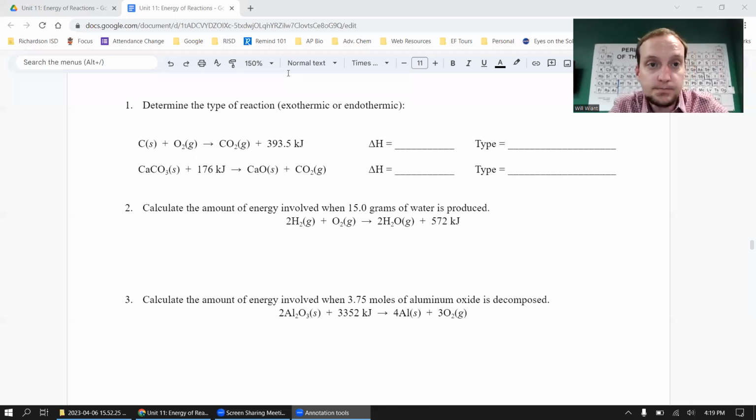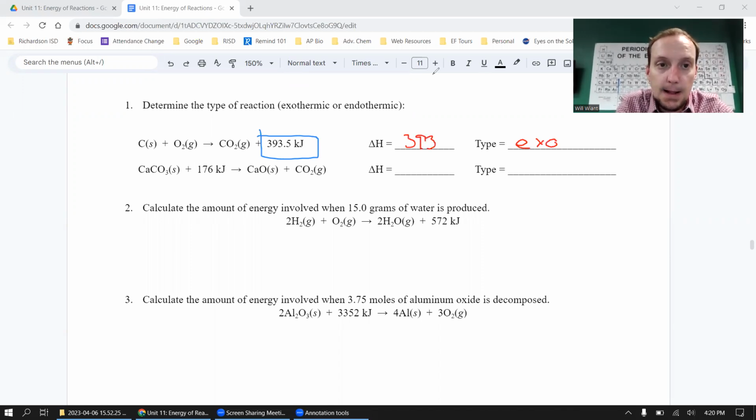Okay, moving on. So we need to determine whether this reaction is endo or exothermic. Again, to do so, you will notice that this right here is on the right side. If it's on the right side, then it's going to be exothermic, right? And our delta H is going to be 393.5, sorry guys, I was second guessing myself. I apologize. And again, it's on the right side, so that would be negative.